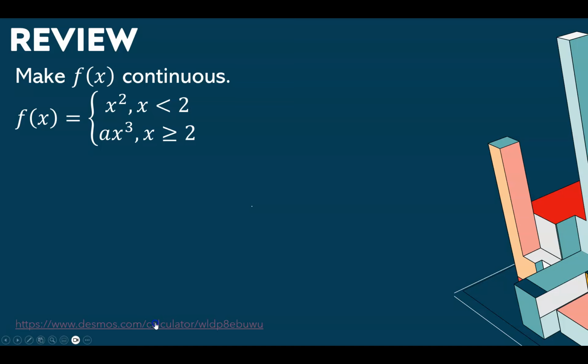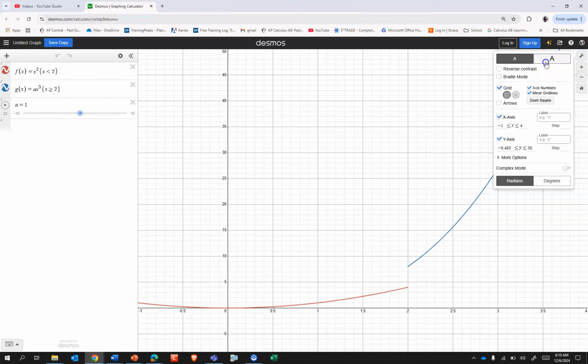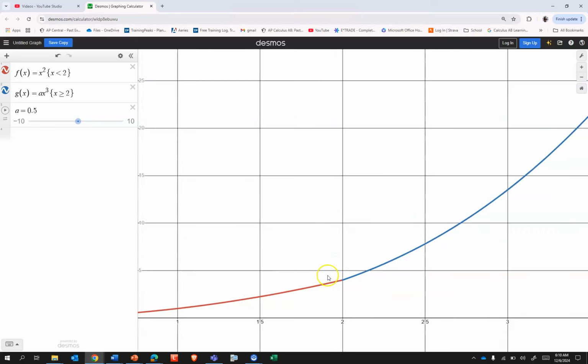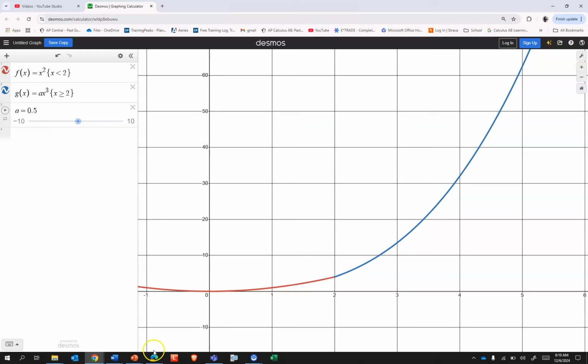In fact, we have a nice visual here that I made. Right, so really, we have x squared for x less than 2, x cubed for x greater than 2, and we can move things around. Our job is to make these connect, make it have a continuous graph, even though it looks like we're not going to have something that's differentiable. But that's okay.